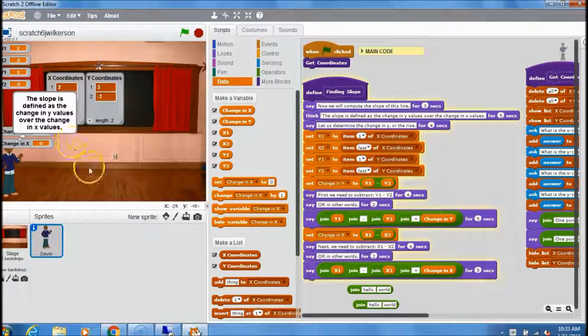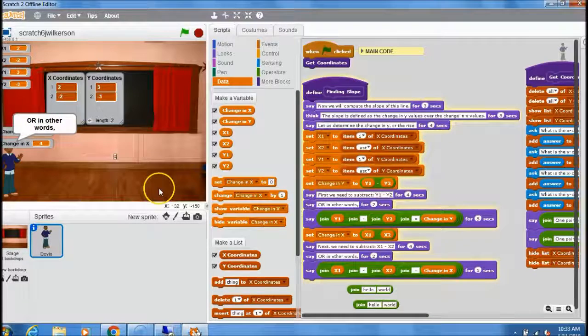Now we will compute the slope of this line. The slope is defined as the change in y values over the change in x values. Let us determine the change in y, or the rise. First, we need to subtract y1 minus y2, or in other words, 3 minus negative 3 equals 6. So the change in y equals that. Next we need to, well, it's working. So the change in y is 6 and the change in x is 4, so actually the slope is going to be 6 over 4. I can see that because of this.